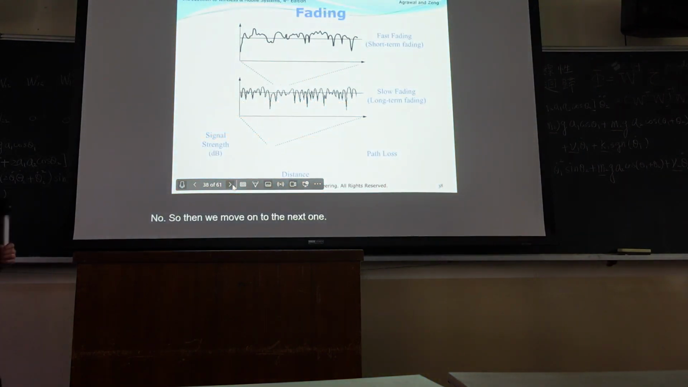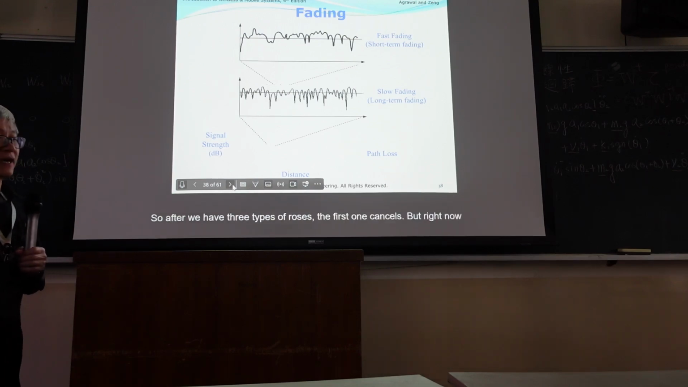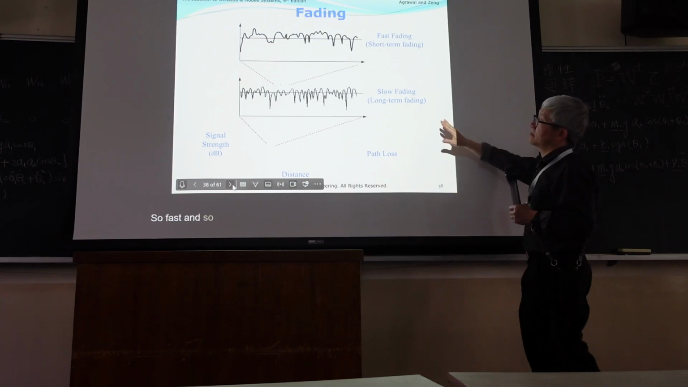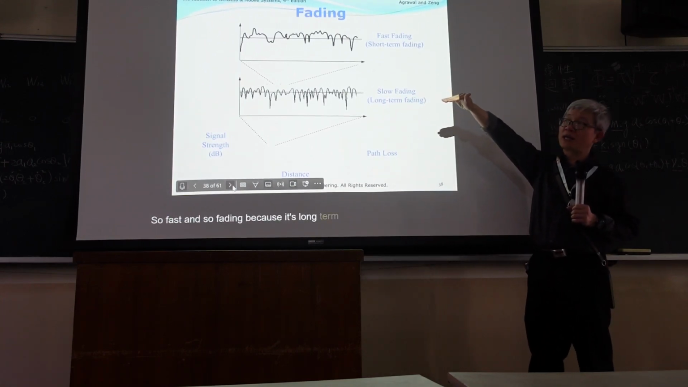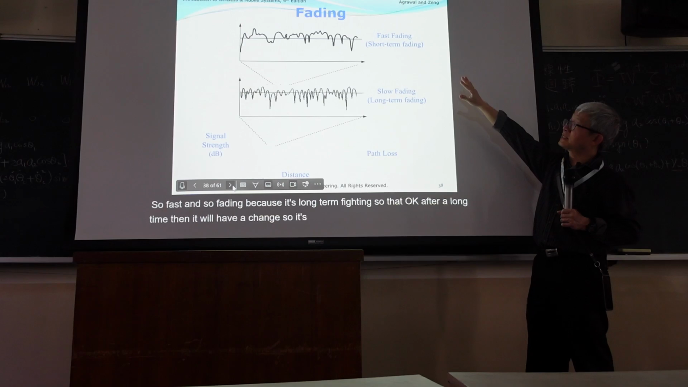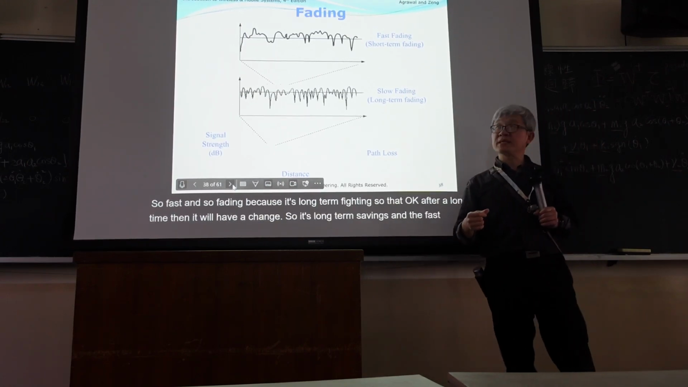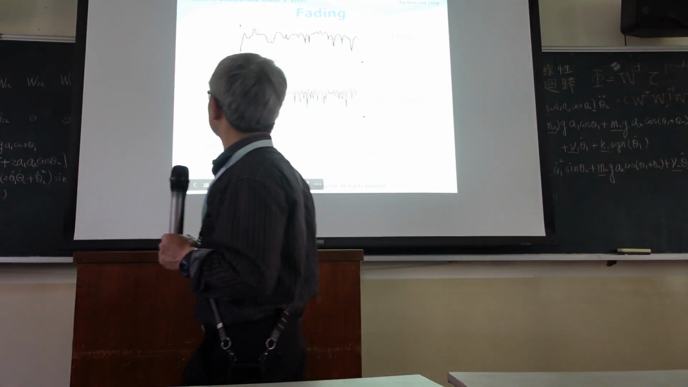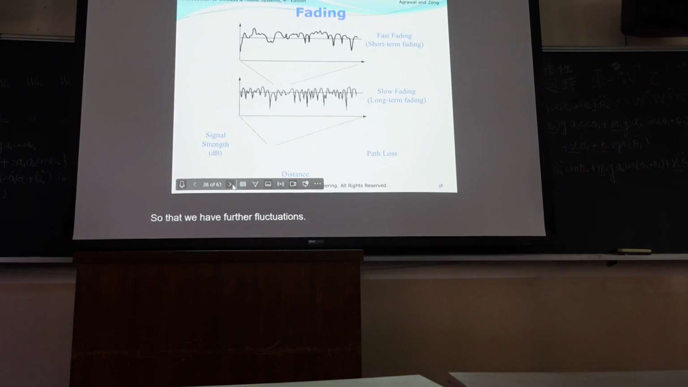So actually we have three types of losses. The first one is path loss, but right now let's check slow fading and fast fading. Slow fading we call long-term fading, so that you never know, after the long term we will have a change. Fast fading is short-term fading, so we have further fluctuations. Of course, right now we have the way of changing, so we can see all the possible changes.